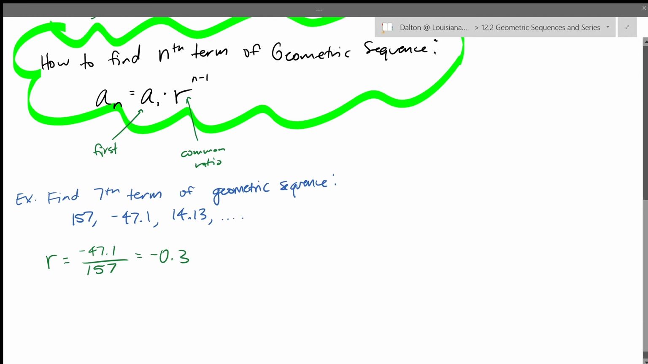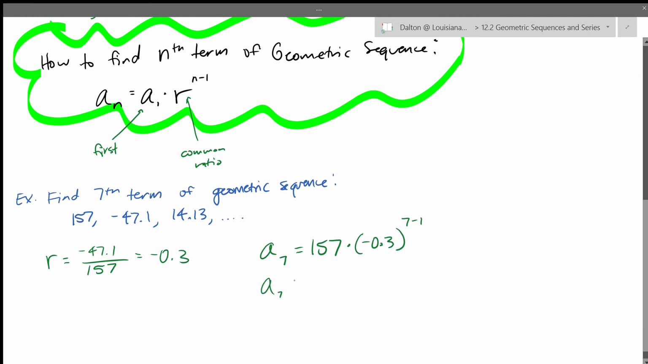So then if we take that value and substitute it into the equation for the nth term, in this case, we're looking for the 7th term. So a sub 7 is going to equal a sub 1, our first term, which is 157, times the ratio, negative 0.3. It's important that you put this in parentheses, by the way, because you're raising only r to that power. And then n minus 1, where n is 7. So it'll be 7 minus 1, essentially negative 0.3 to the 6th power. I say it's important to put that in parentheses because when you do negative 0.3 to the 6th power, you're going to end up with a positive number.